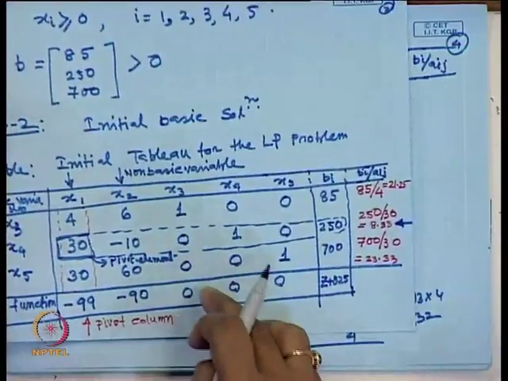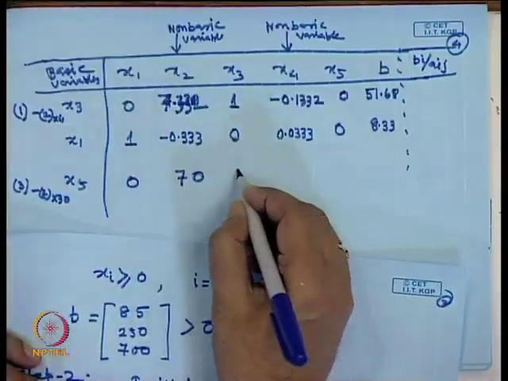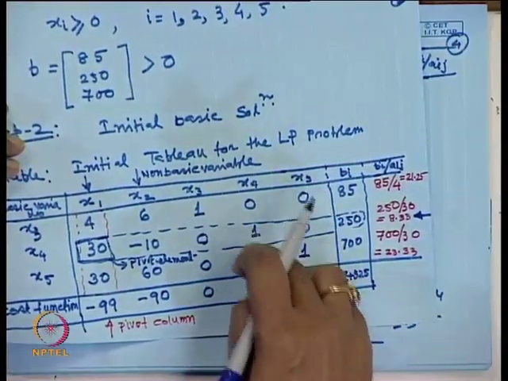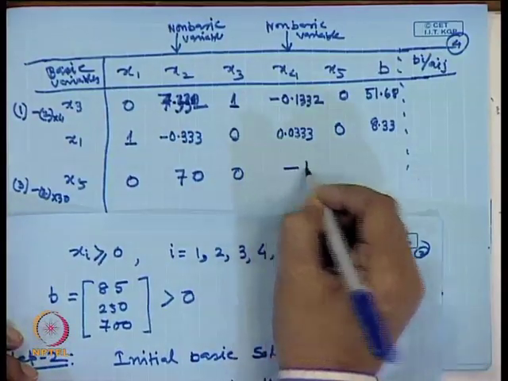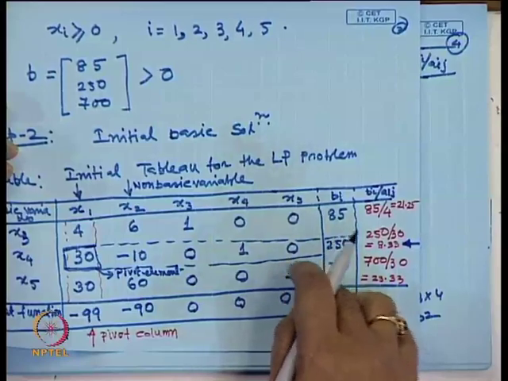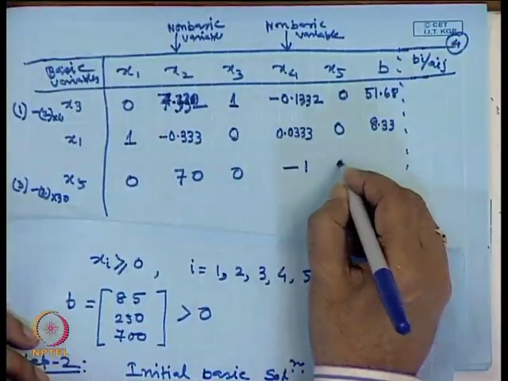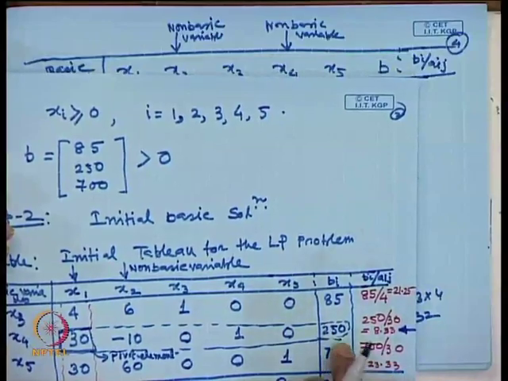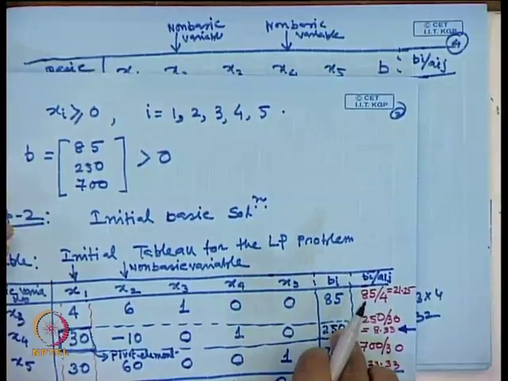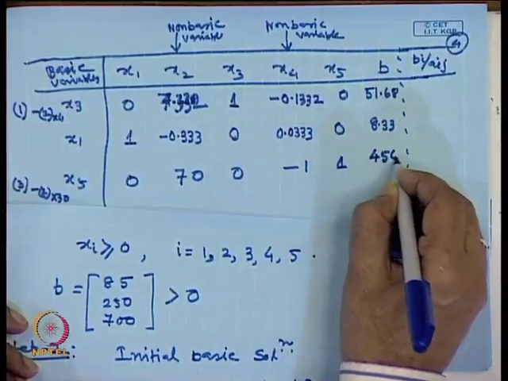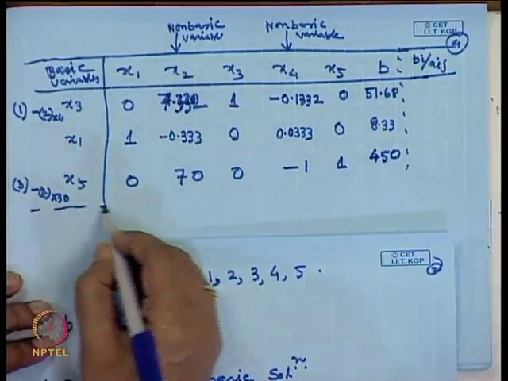Then you see 0, 0, 0, then this 0 minus this, that will be minus 1. Then you see 0, 1 minus 0, 0, I am 1. Then you see this one, this is 700 minus 250, it is 450. So, I got this one.